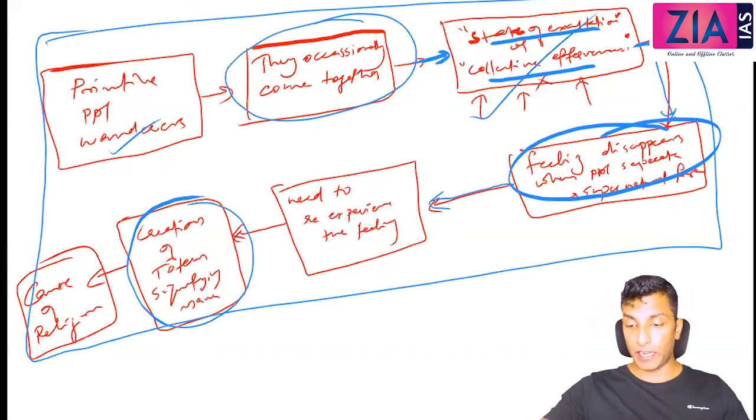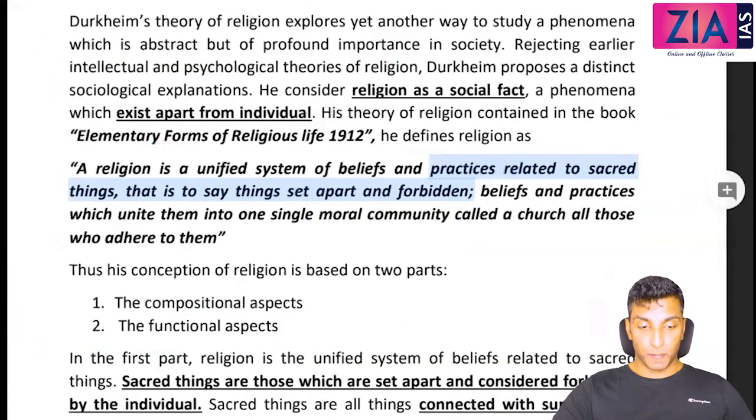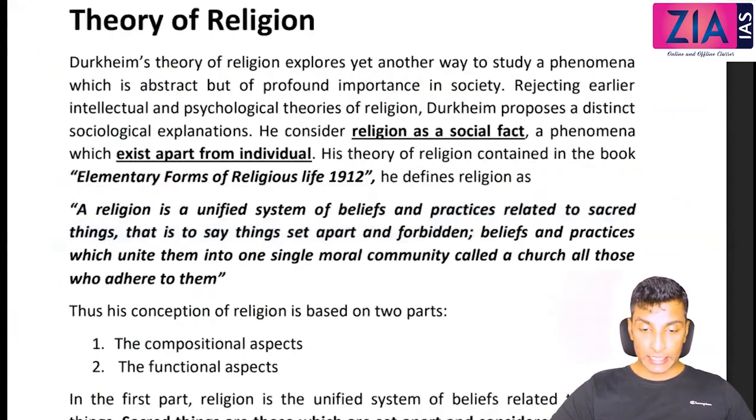So Durkheim's theory of religion explores yet another way to study a phenomenon which is abstract but of profound importance in society. Rejecting the earlier intellectual and psychological explanation of religion, Durkheim proposes a distinct sociological explanation.